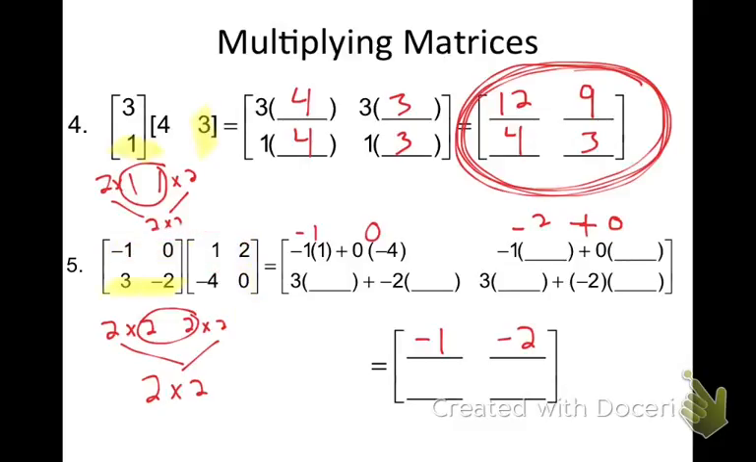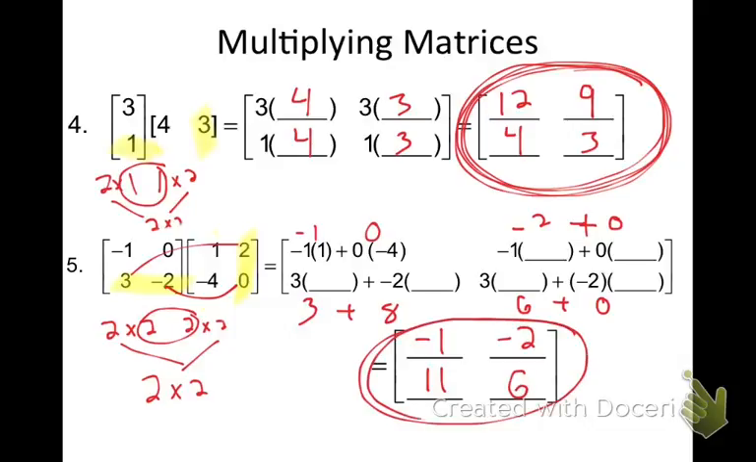Now I'm going to go to the second row, first column. 3 times 1. Negative 2 times negative 4. 3 plus 8 is 11. And then I'm going to do the second row, second column. 3 times 2. 6. Negative 2 times 0. 6 plus 0 is? And I get my resulting matrix, negative 1, negative 2, 11, and 6.